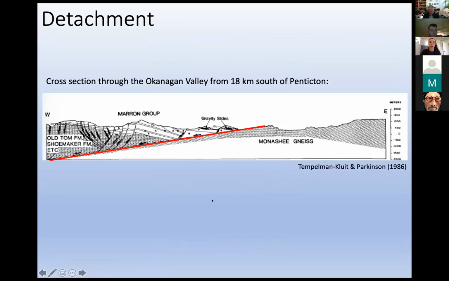And so the detachment fault runs along here, and basically this fault has had movement of the upper block, or hanging wall, downwards relative to the lower block, or footwall, resulting in the exposure of gneiss on the east side due to erosion, whereas on the west side, because it was at more of a low, there's still the volcanic and sedimentary cover present. So that sort of explains the differences in lithology on the east versus the west sides of the Okanagan Valley.